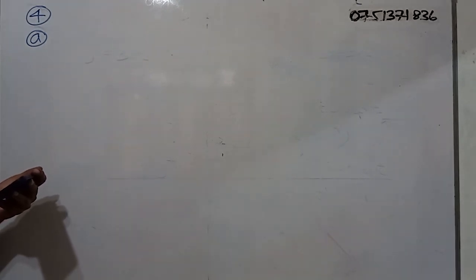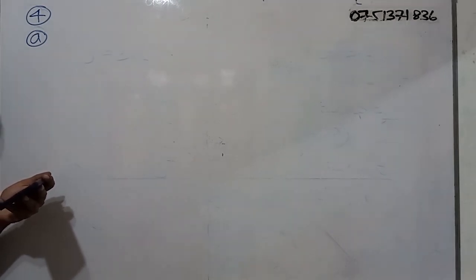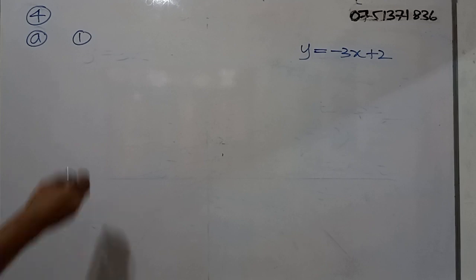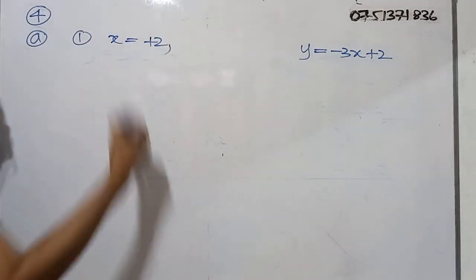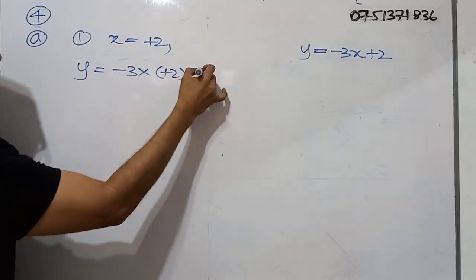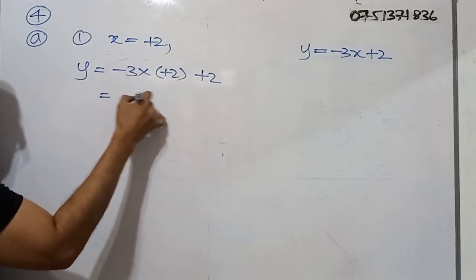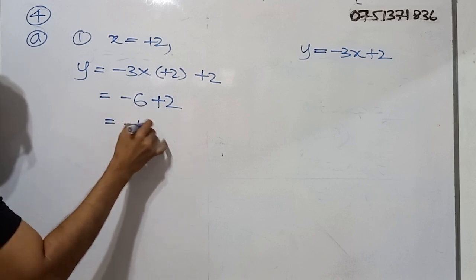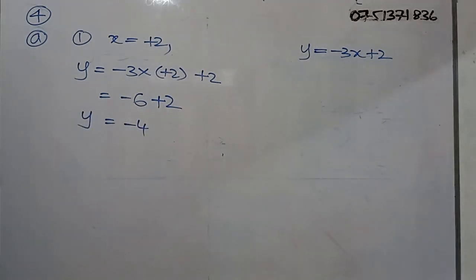Question number 4, sub-question A. The incomplete table given below was prepared to draw the graph of the function y equals negative 3x plus 2. Part 1, fill in the blanks in the table. The equation of the line is y equals negative 3x plus 2. We have to find the value of y when x is equal to positive 2. So y is equal to negative 3 into positive 2 plus 2. 3 into 2 is 6, negative into positive is negative, plus 2. Negative 6 plus 2 is negative 4. So y will be negative 4.